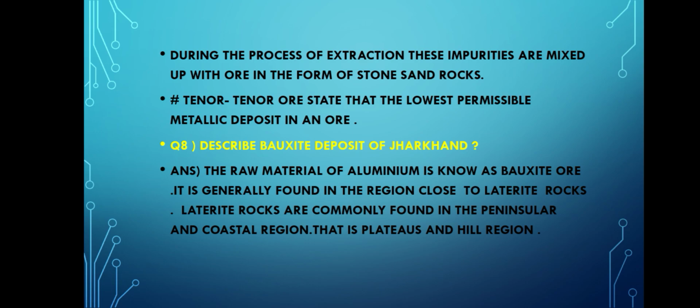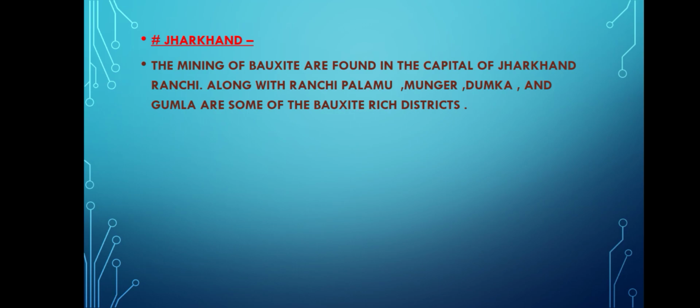Describe bauxite deposit of Jharkhand. The raw material of aluminium is known as bauxite ore. It is generally found in regions close to the laterite rocks. Laterite rocks are commonly found in peninsular and coastal regions, that is plateau and hill regions. Jharkhand. The mining of bauxite is found in the capital of Jharkhand, Ranchi, along with Ranchi, Palamu, Munger, Dumka and Gumla are some of the bauxite rich districts.